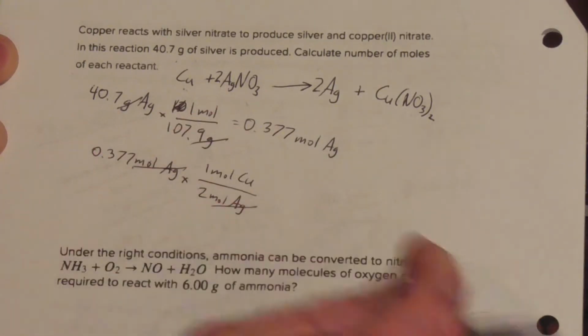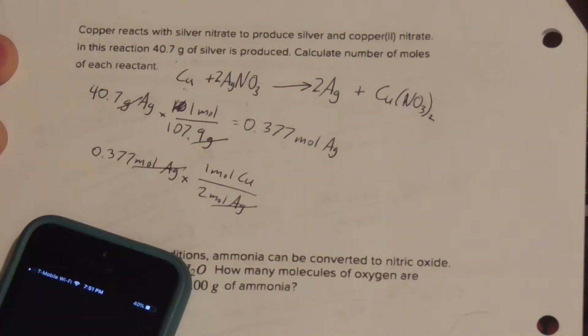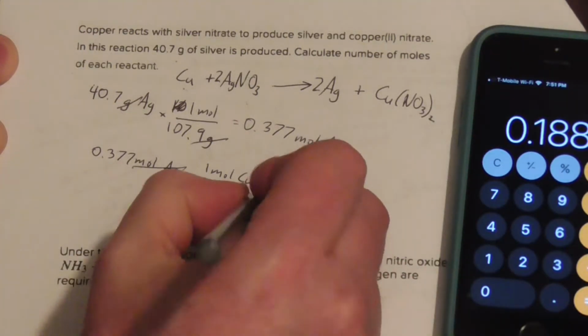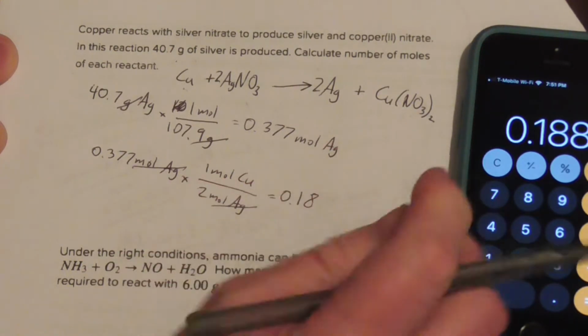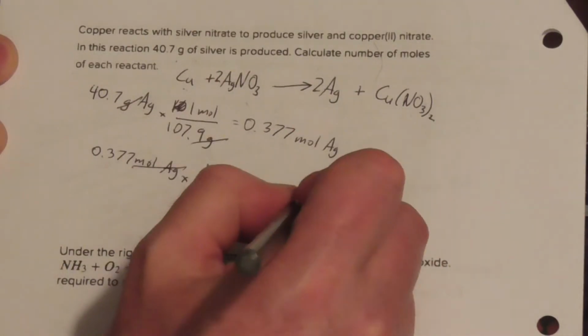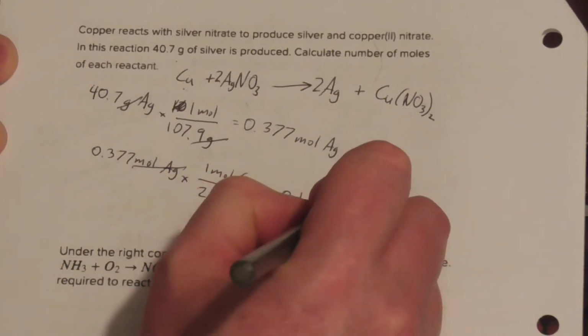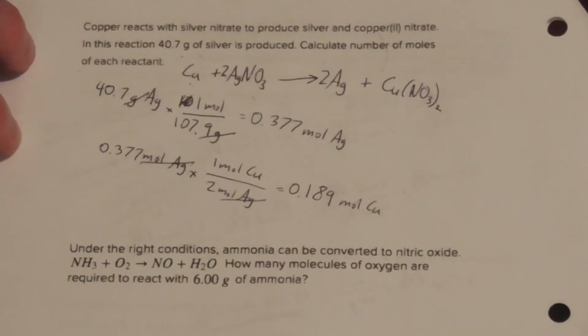So now I do 0.377 times 1 divided by 2. My moles of silver cancel out. I'm left with copper. Divided by 2 equals, so we'll call this 0.189 moles of copper. That is what is left here.